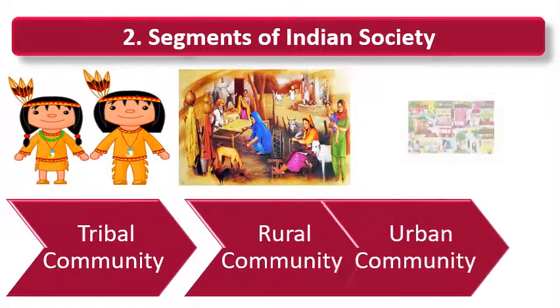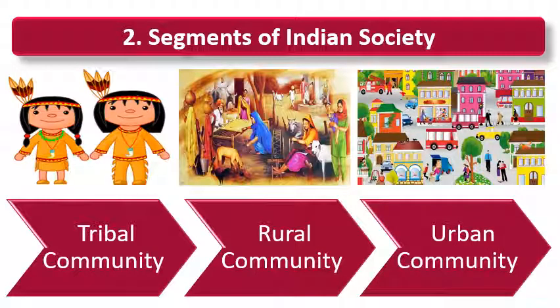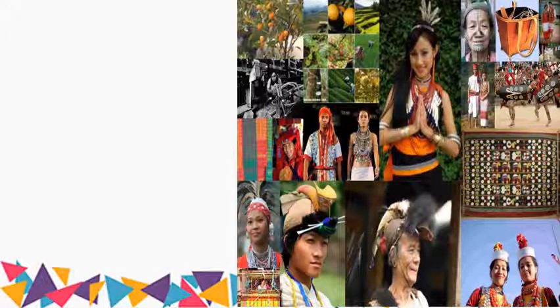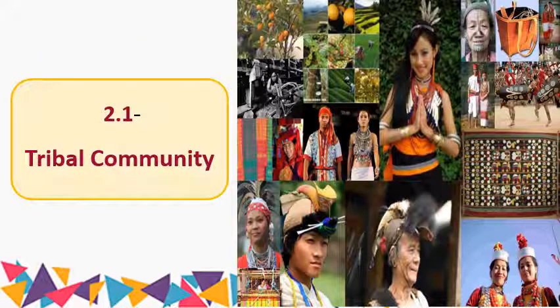Number 3, urban community. Urban community comprises of non-agricultural sector like industries and services. Both urban and rural differs on the basis of physical environment, way of life, norms and values, etc. However, we can say that there has been continuous interaction between all the three communities. In this chapter, we will study about the important aspects of these three segments of Indian society, that is tribal, rural and urban. So let's start with the first segment, that is tribal community.